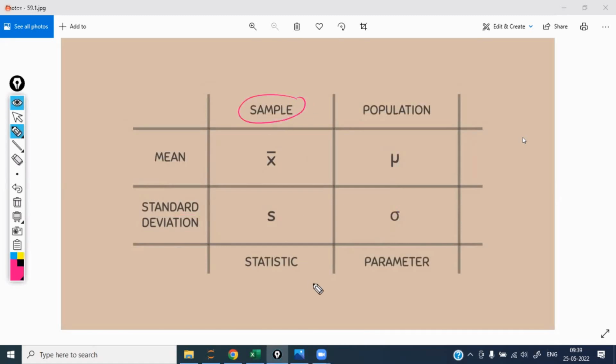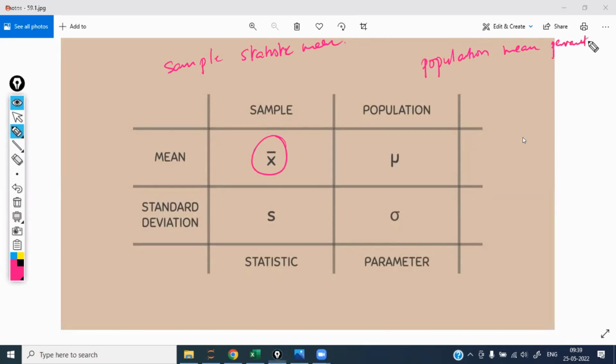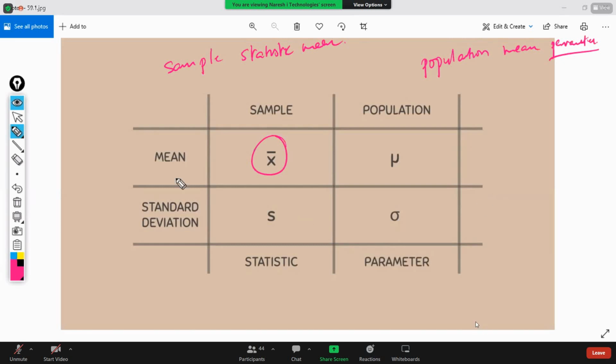The sample values, whatever values you have collected, are called sample statistics, whereas for the population, they are called population parameters. Okay. So what does statistic mean? They call it the sample statistic mean. For the population, they use the word population mean parameter. The word parameter they are going to use. Statistic means sample data. Parameter means population data.